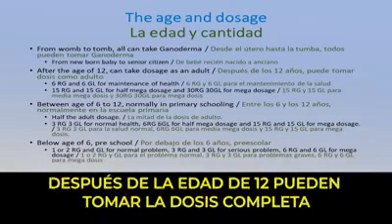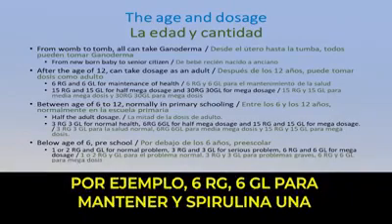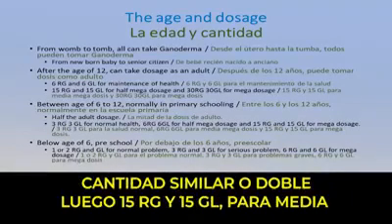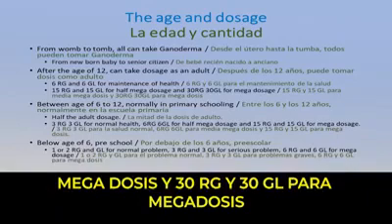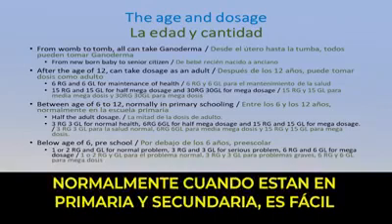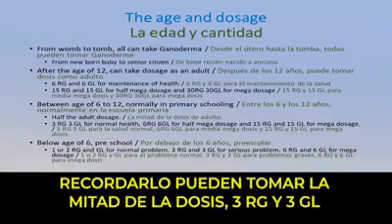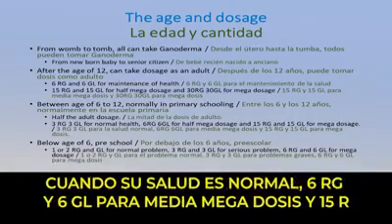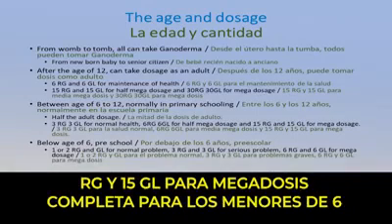So for the adult, after the age of 12, can take the full dosage. For example, 6 Rg and 6 GL for maintenance of health. Then spirulina also a similar amount, or double. Then 15 Rg and 15 GL for half mega dosage, and 30 Rg and 30 GL for mega dosage. Then those between the age of 6 and 12, normally those in secondary school, easy to remember, take half the adult dosage. 3 Rg and 3 GL for normal health, 6 Rg and 6 GL for half mega dosage, and 15 Rg and 15 GL for mega dosage.